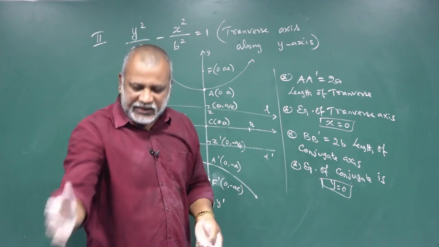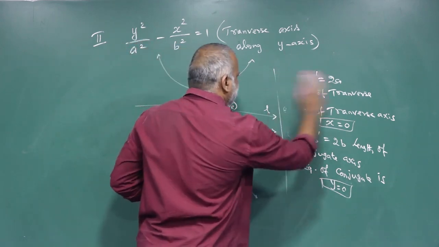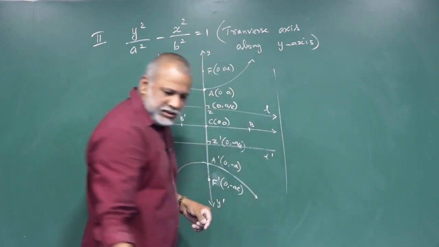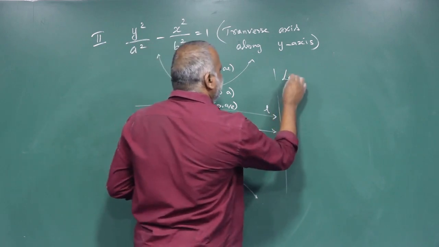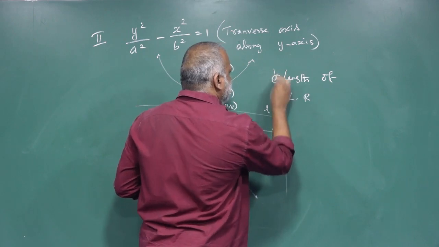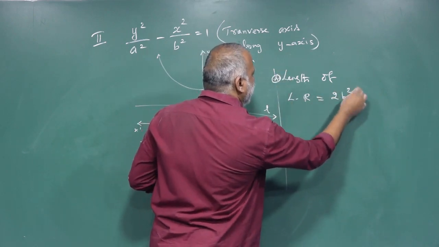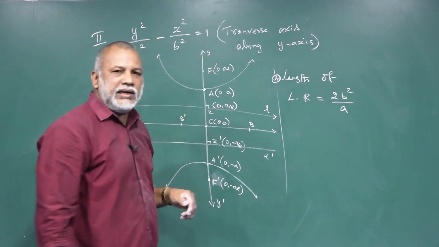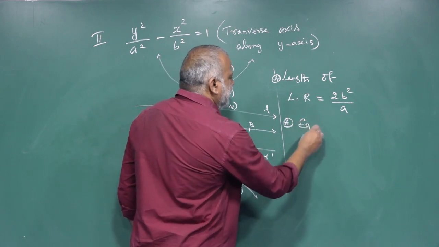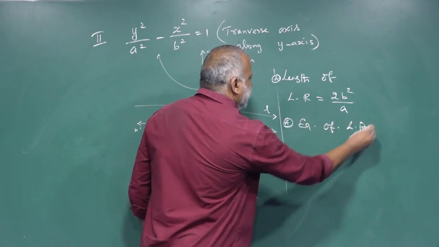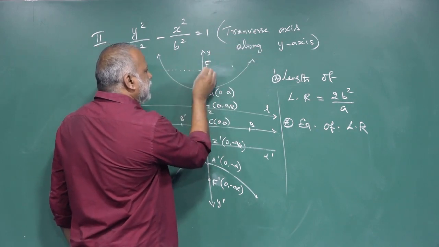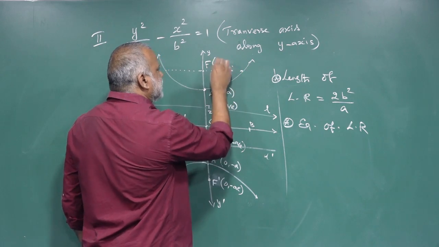Then length of the latus rectum, that must be same for any type because it is the length. Length is the same only. So length of latus rectum is the same result, 2b squared by a. Length of the latus rectum, the same one, 2b squared by a. Then equation of latus rectum. See, latus rectum, what is the definition you are using? It is a focal chord perpendicular to the transverse axis.